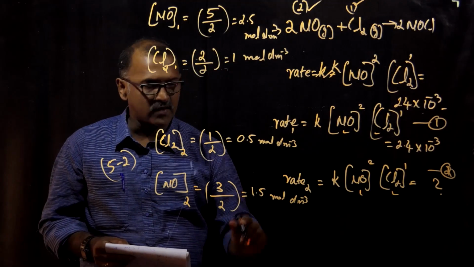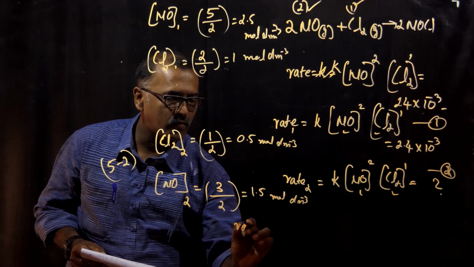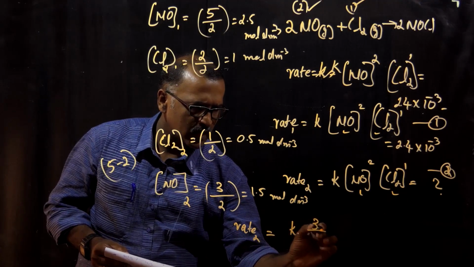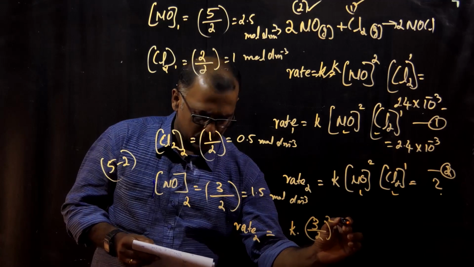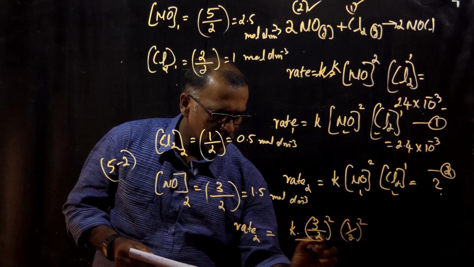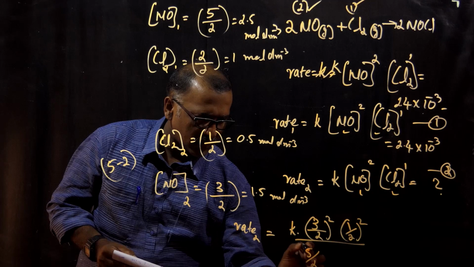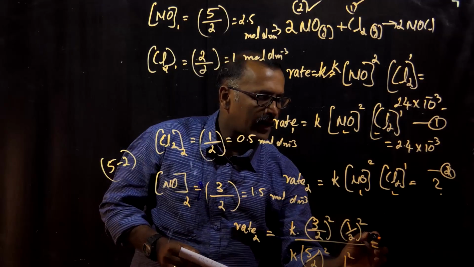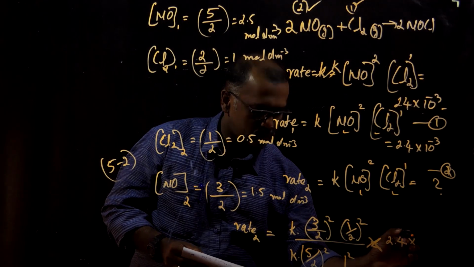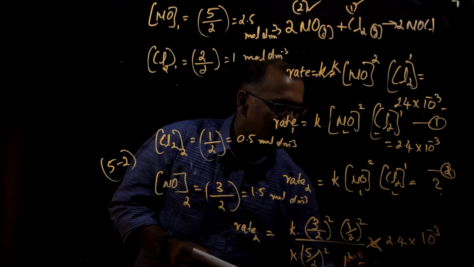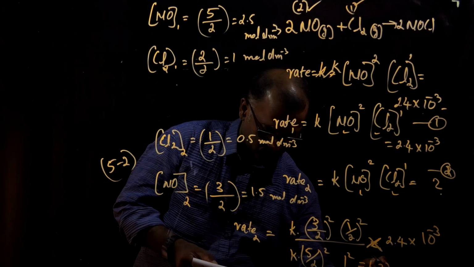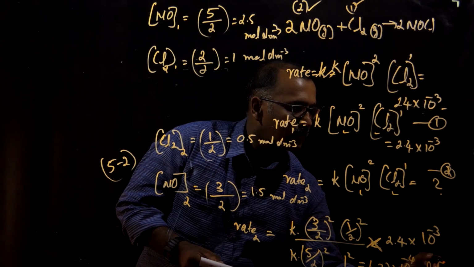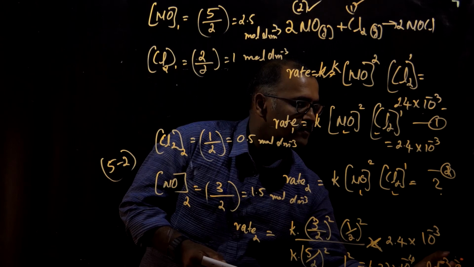So upon simplification, the new rate, which is rate 2, will be equal to k multiplied by (3 by 2) square multiplied by (1 by 2) divided by k multiplied by (5 by 2) square times 1 square, which is multiplied by 2.4 into 10 to the power of minus 3, and your final answer will be 4.32 into 10 to the power of minus 4 mol dm minus 3 s minus 1.